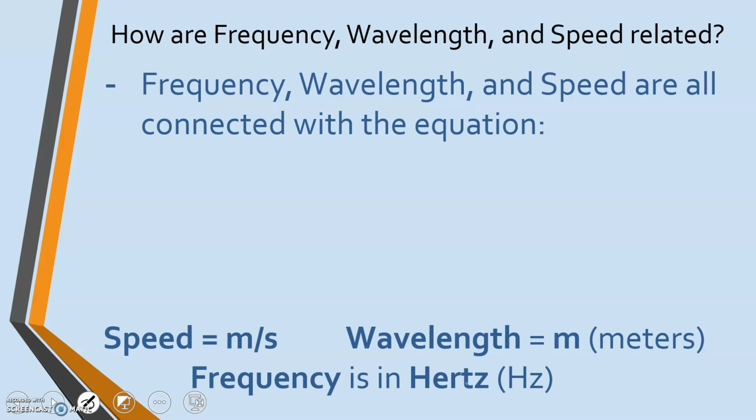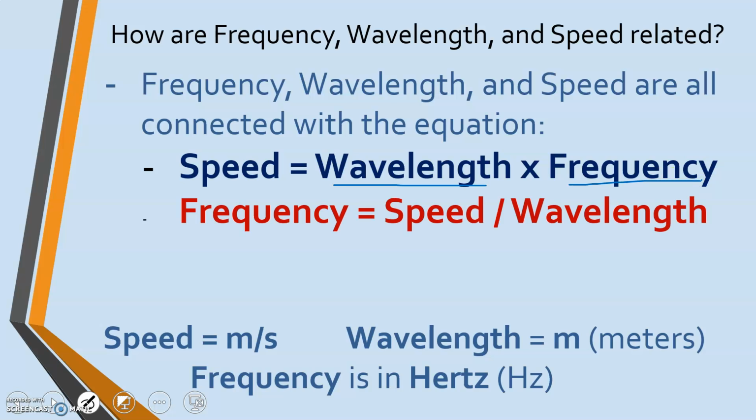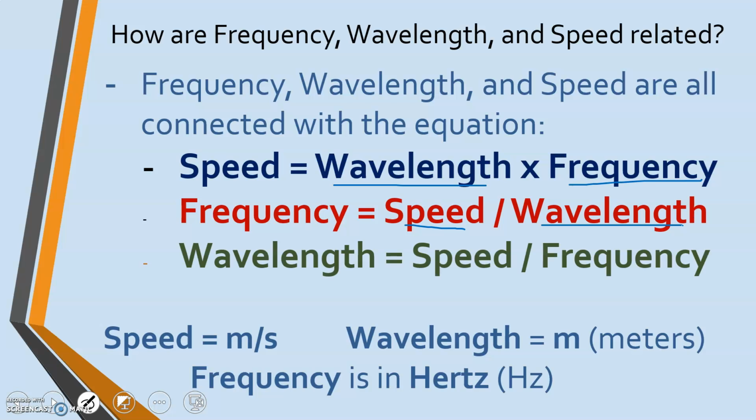All right, so we've been talking about frequency, wavelength, and speed, and of course they're going to be related, and related they are with an equation. So remember, towards the beginning of the presentation, we said that speed is equal to wavelength times frequency. So if you know the wavelength and the frequency of a wave, you can definitely find the speed. But also, if you know the speed and the wavelength, you can find the frequency. So speed divided by wavelength would give you the frequency. And lastly, if you needed to find the wavelength, you would divide the speed by the frequency.